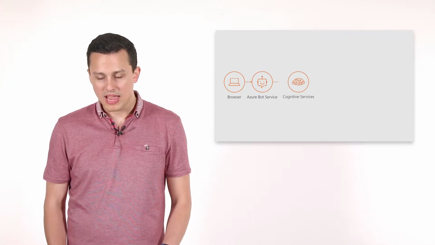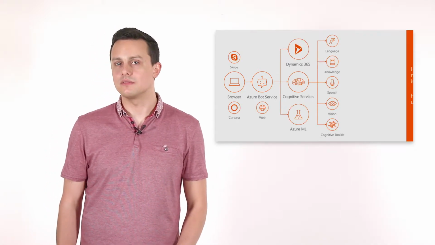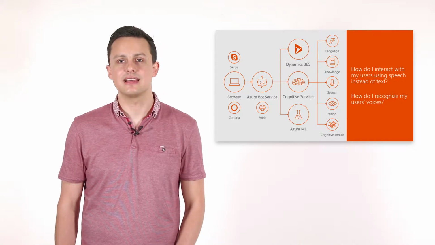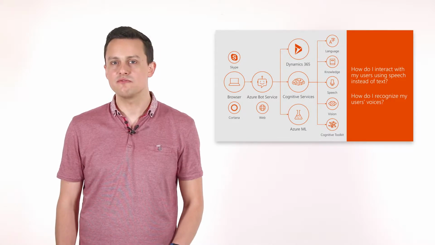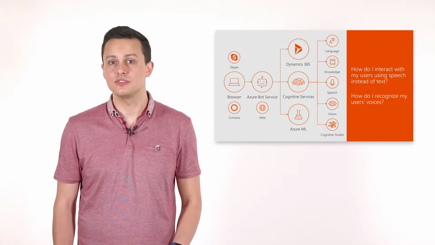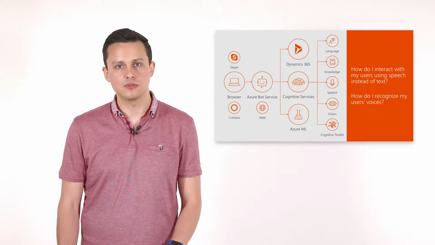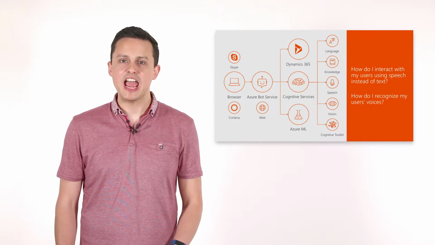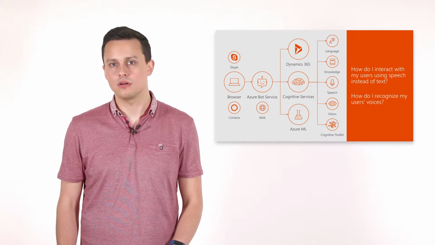So, as we saw in the very first module, speech is an important part of the Litware Insurance demo. This is what allows us to speak to the bot and for the bot to speak back to us. So that's going to be the first question we try and answer in this session. How do we interact with our users using speech rather than just text? The other capability that we saw in the Litware demo was that we were able to recognize our users' voices as part of an authentication challenge. So we're going to figure out how to do that using cognitive services as well.